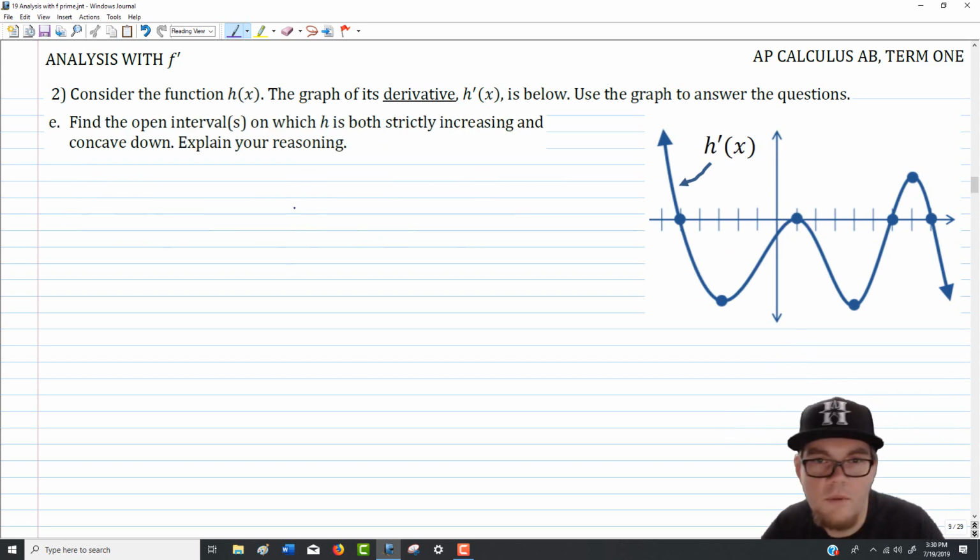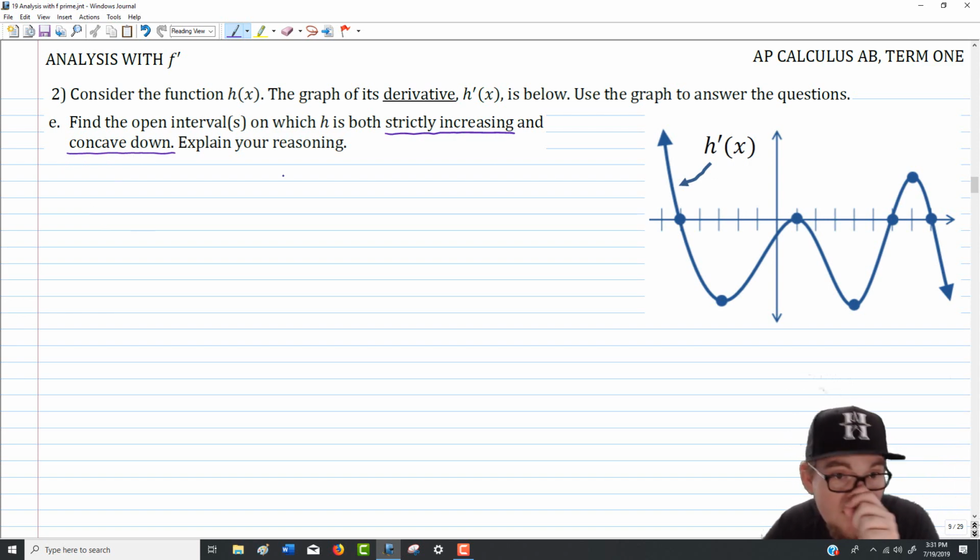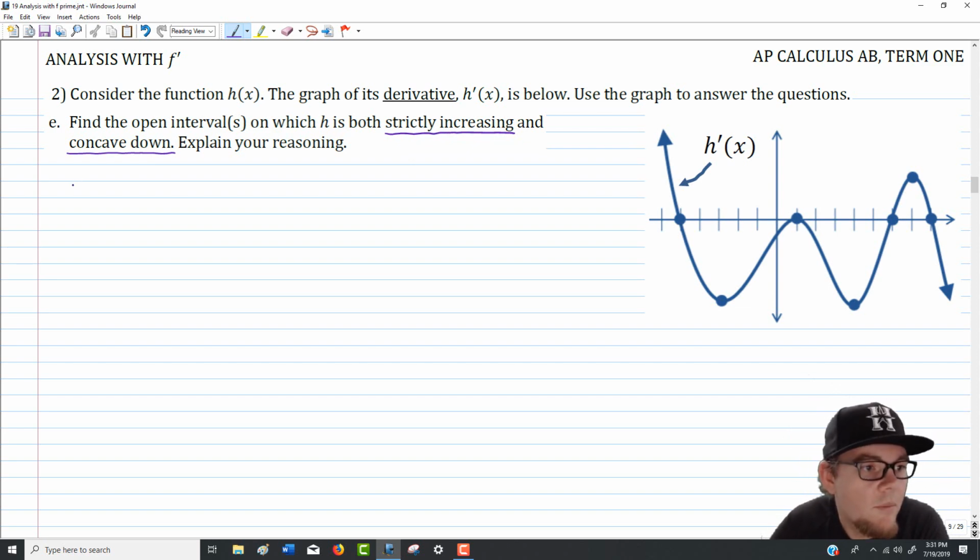Okay, 2e. I think this is where we start to get a little bit spicier here. So in 2e, find the open interval or intervals on which h is both strictly increasing and concave down, and explain our reasoning. So there's a couple different ways to approach this, and I've seen students use both approaches in the past. Some students will first identify where h is strictly increasing. So their approach might be to do this.